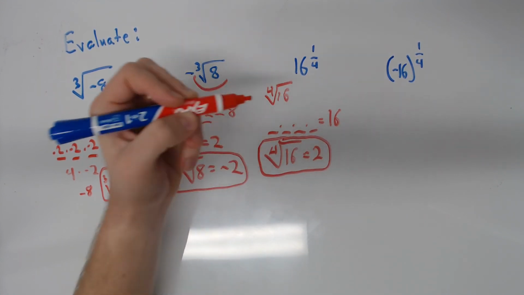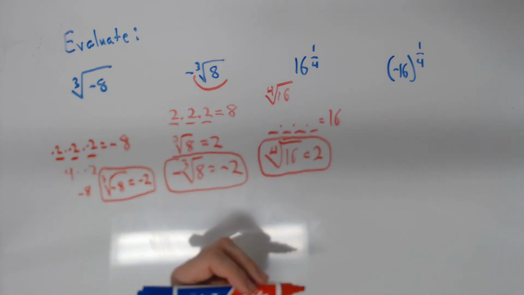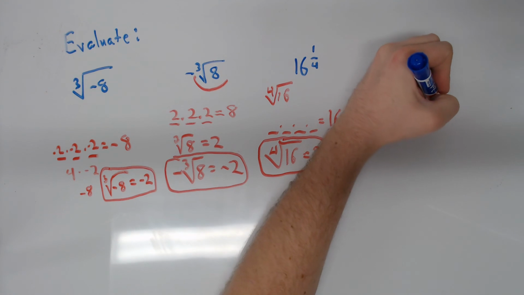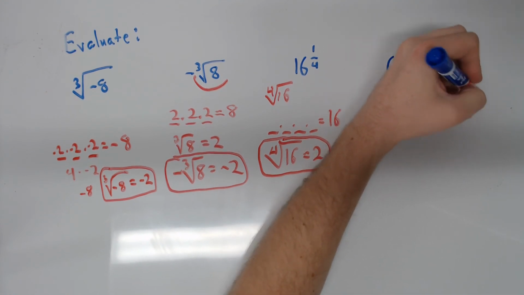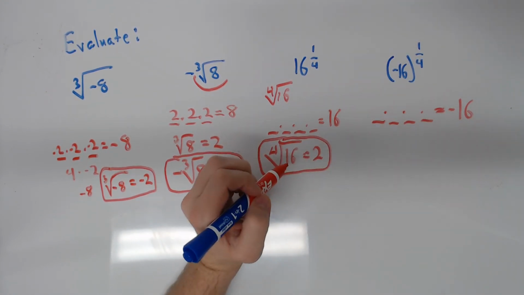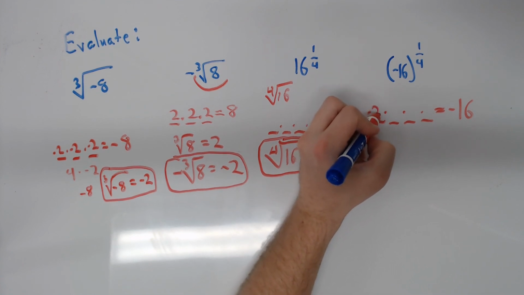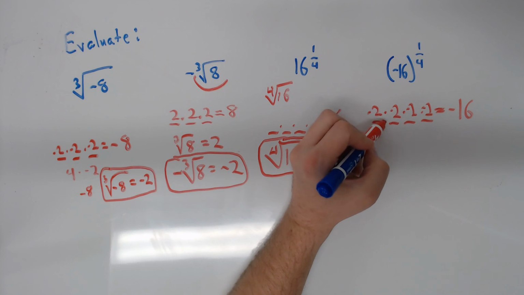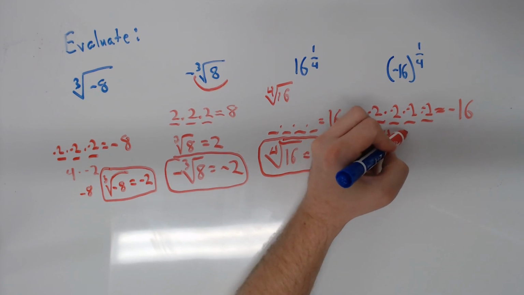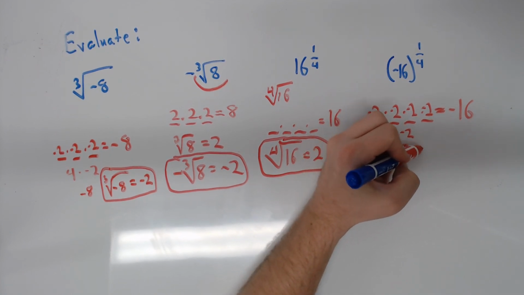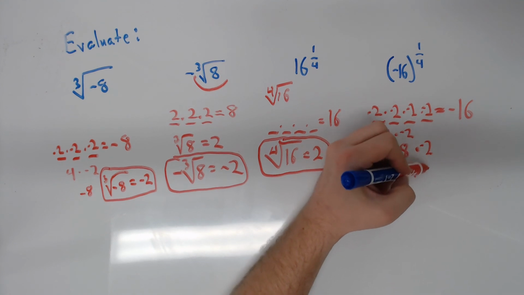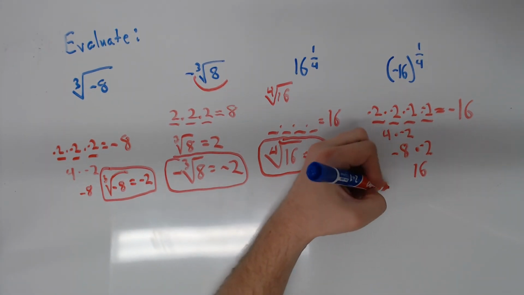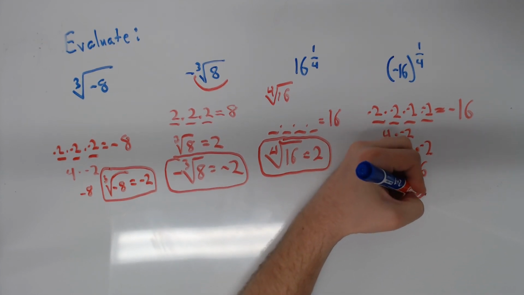And finally, we get our first no solution. The reason I'm going to say no real answer is because this can't happen. If I try -2, it just doesn't work. -2 times -2 is 4, times -2 is -8, times -2 is +16. We can't actually do this one. No real answer.